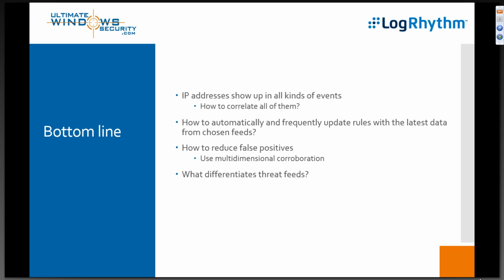How do you automatically and frequently update your rules with the latest data from your chosen feeds? That's something that some SIEM solutions provide, some don't yet. How do you reduce your false positives? And that's what we're getting at in the previous slide with multi-dimensional corroboration, of which Eric is going to show you some examples. And then what differentiates threat feeds?